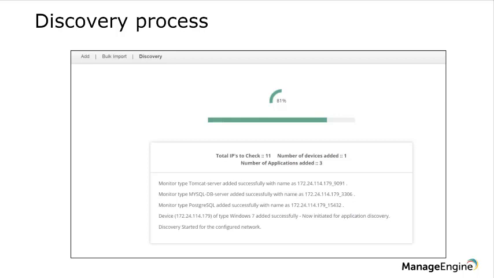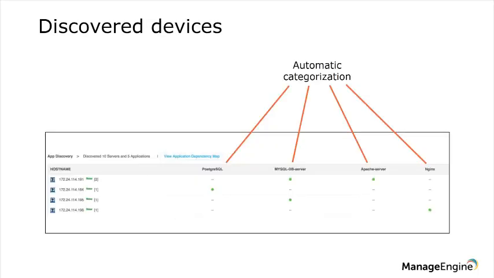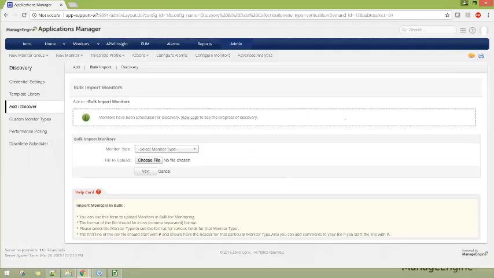Application Manager will execute the netstat command and check for the listening ports, and based on it, the number of devices and applications will be added or discovered in Applications Manager. Once the discovery is complete, Application Manager will automatically categorize based upon the discovered resources. Now let me go ahead and jump to the UI and show you how this application discovery works.